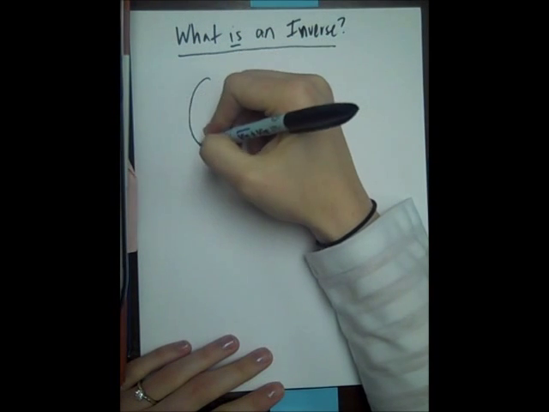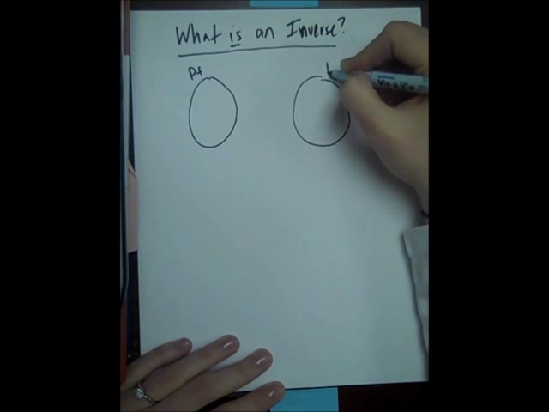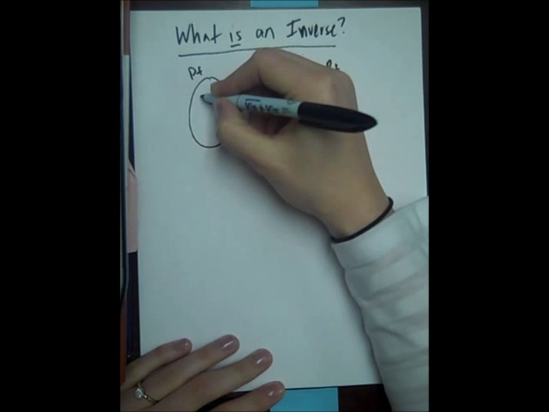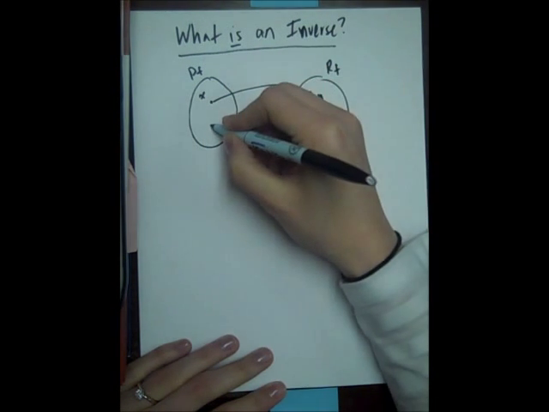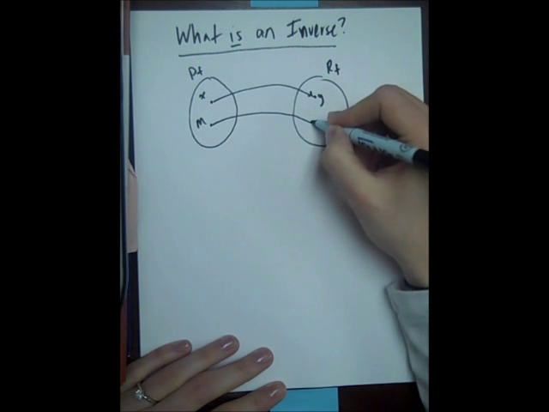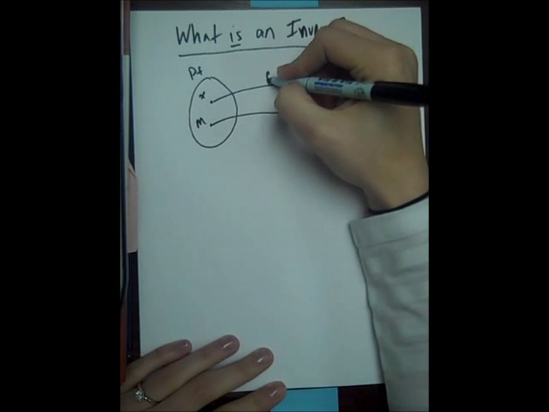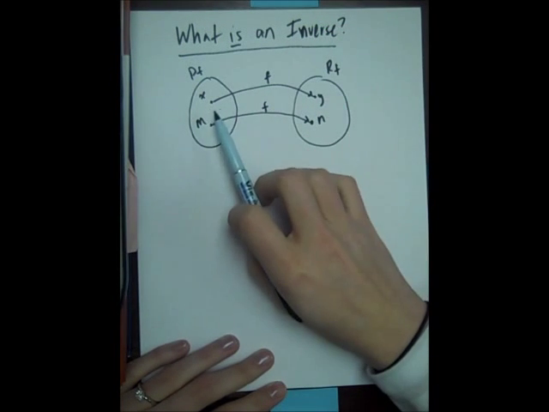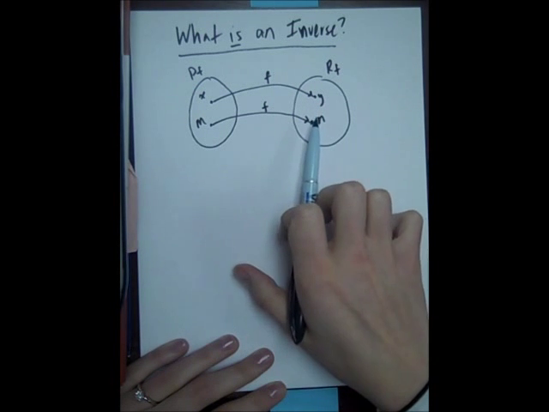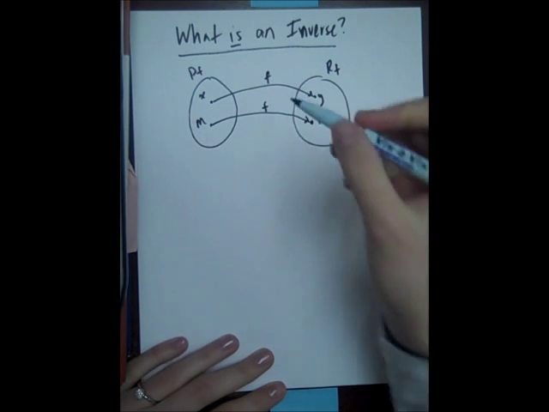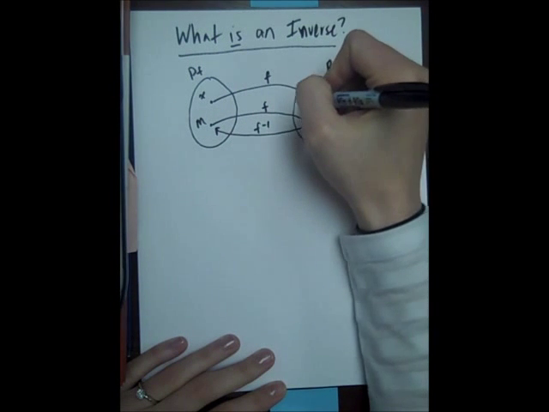If you think about the picture, here's my domain of f. Over here is my range of f. I have this x going to this y. I have this m going over here to this n. So this is how f works. f takes something in its domain and goes to its range. f inverse says, now this was the result, what mapped to it? So f inverse goes the opposite direction.